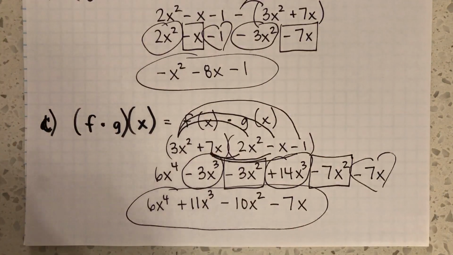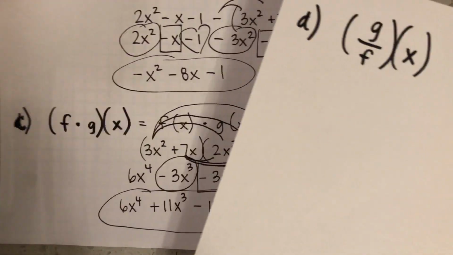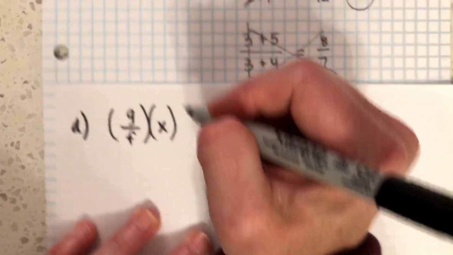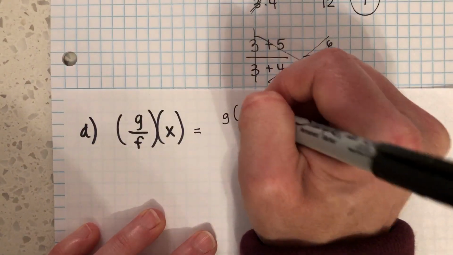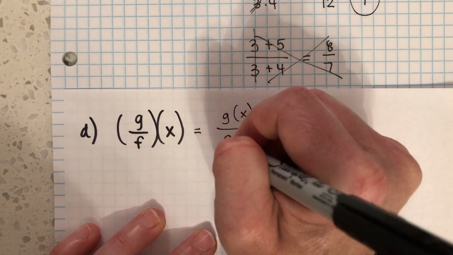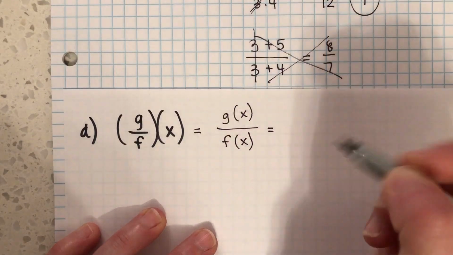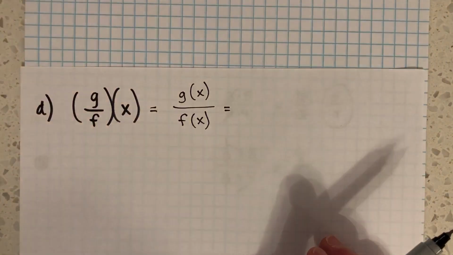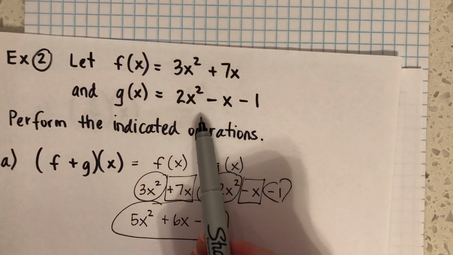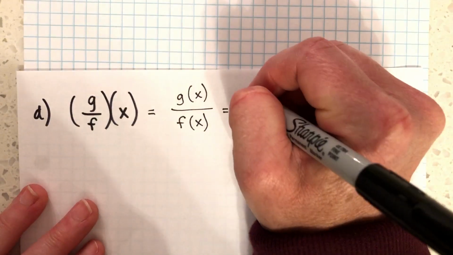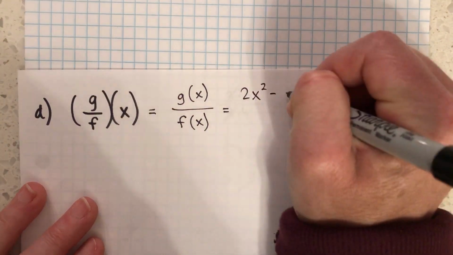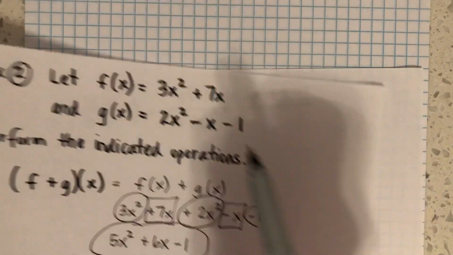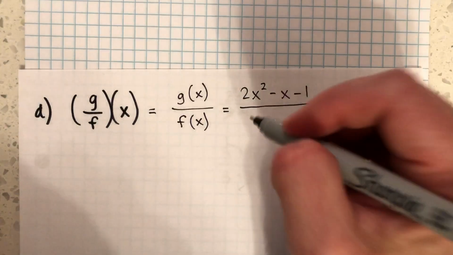Okay, all right, one more. Same two functions. Last operation is g divided by f, which literally means to take the g of x function and divide it by the f of x function. We'll go get g of x. g of x was 2x squared minus x minus 1, over f of x, which was 3x squared plus 7x.